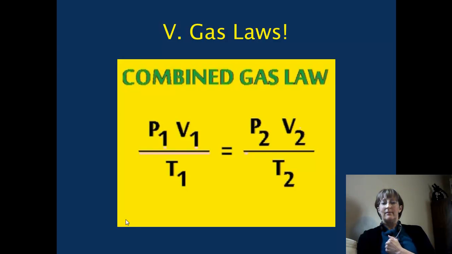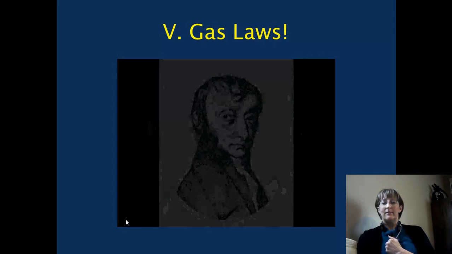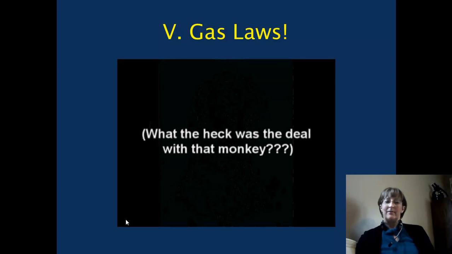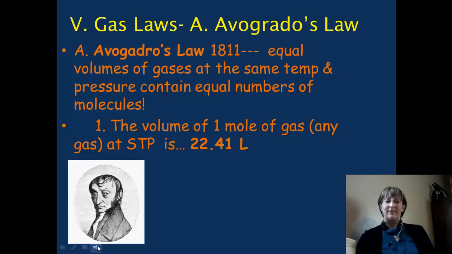Okay, so Roman numeral 5, gas laws. We're going to start with A. We're going to go in alphabetical order, maybe it'll help you remember a little bit. Start with A, Avogadro's Law. That's spelled wrong, Avogadro. The little yellow stuff, we'll ignore that. The orange one is spelled right.